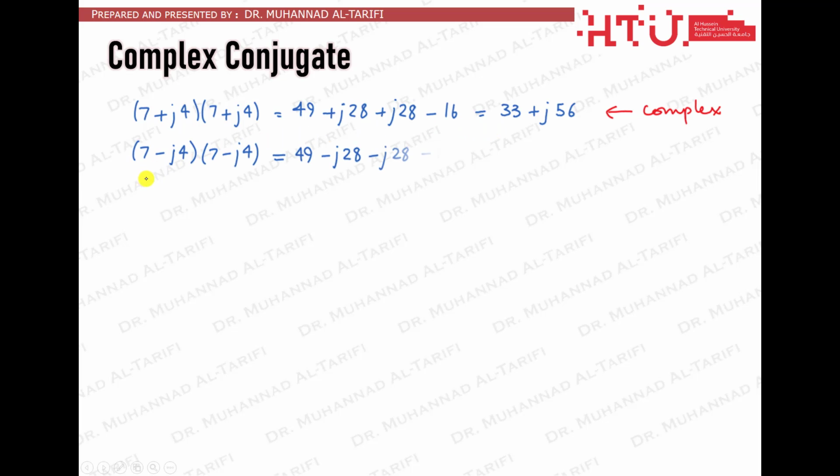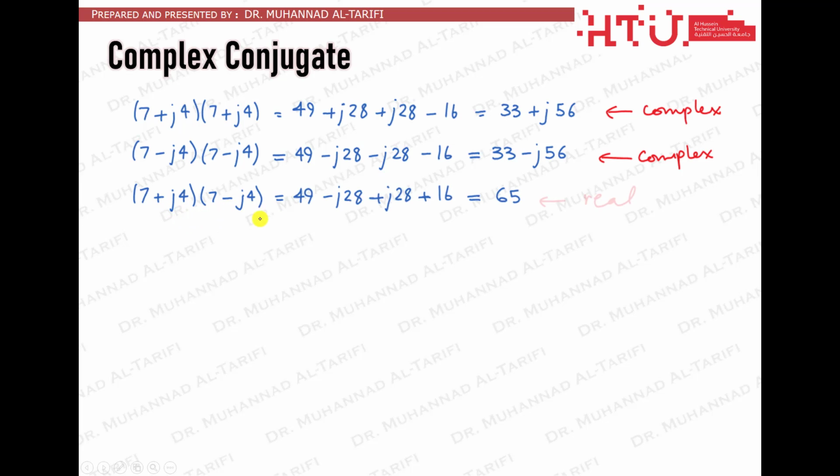Even if we replace j with a minus j and find the square of 7 minus j4, we will end up with a complex number. This is expected as well. However, if we multiply 7 plus j4 by 7 minus j4, then the result is a real number because the imaginary portions cancel each other. 7 times minus j4 cancels 7 times plus j4.